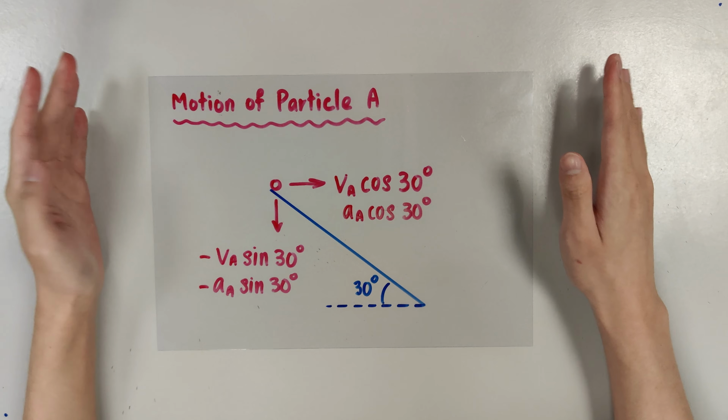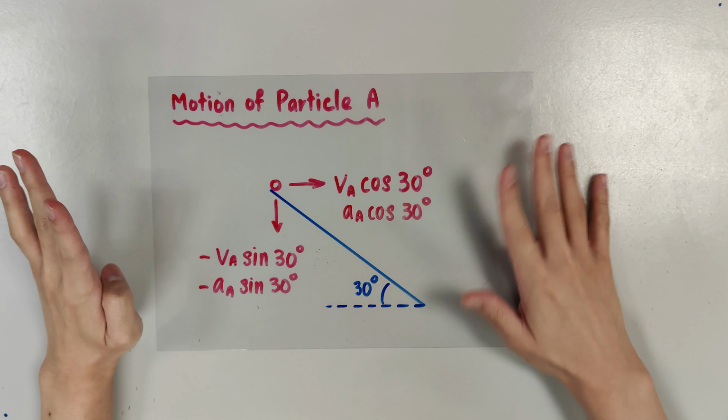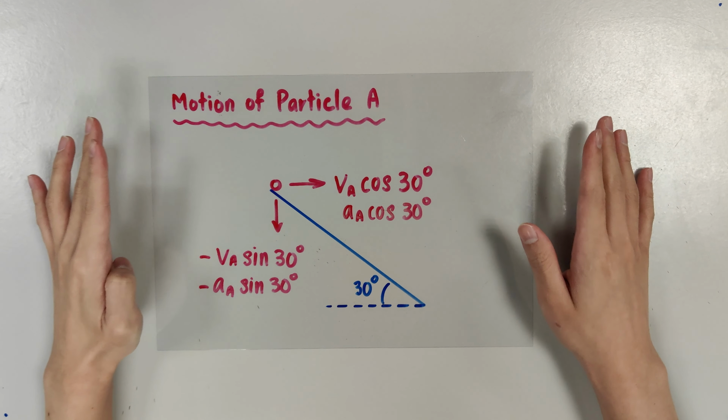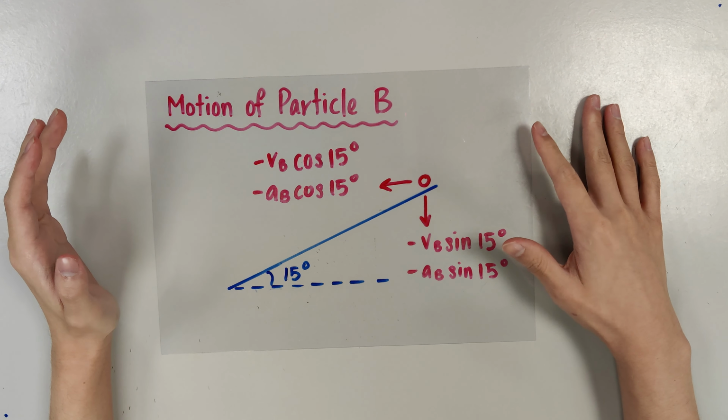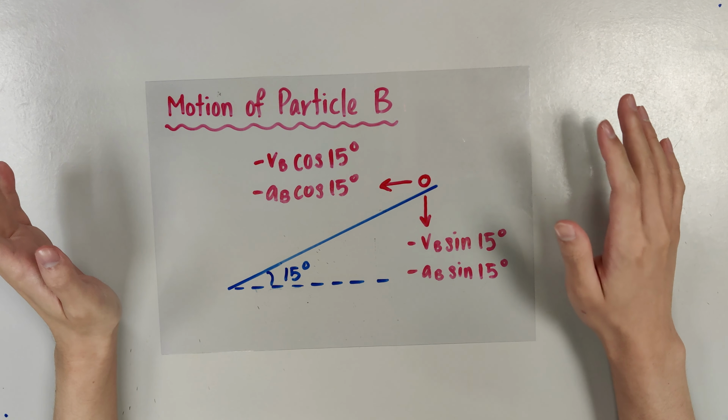So this is the free body diagram of motion of particle A, which is at a higher inclination plane, where the ball is resolved into x and y axes. This is the free body diagram of motion of particle B, which is at a smaller angle of inclination plane, and the ball is resolved into x and y axes.